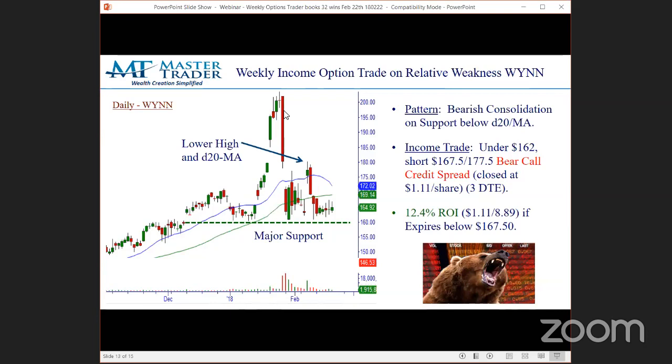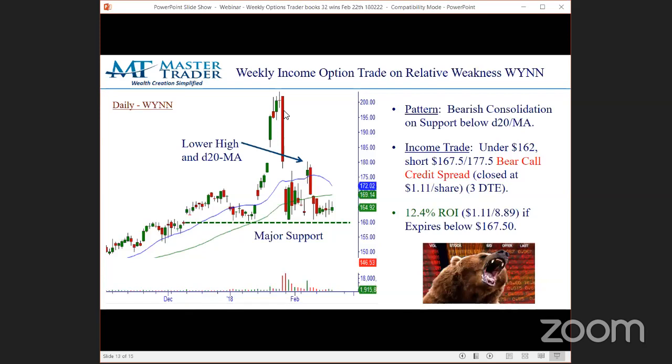as a valid trade. But here's just the math on it to continue. So if we did sell that $10 wide spread and we got 111 at the time, I have no idea what it is right now, and you divide that by the capital requirement of 889, then that's a 12.4% return on your capital, provided it closes below your short strike, which in this example is 167.5, which is always over resistance.